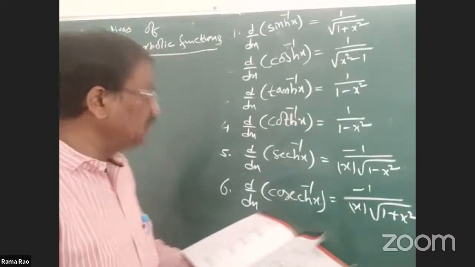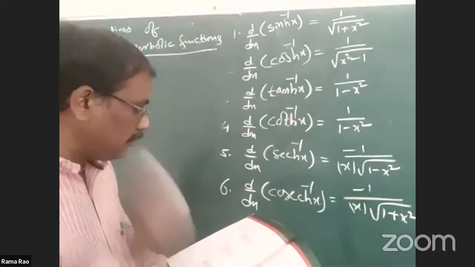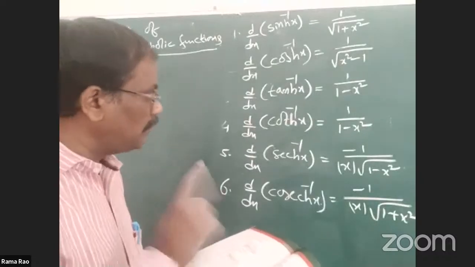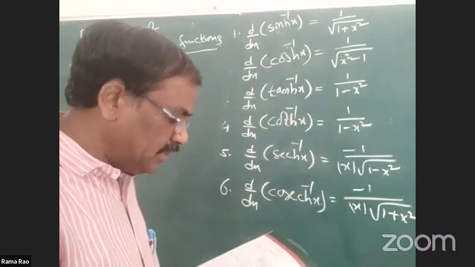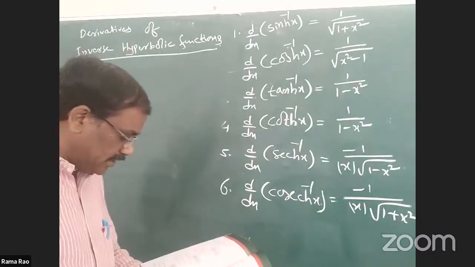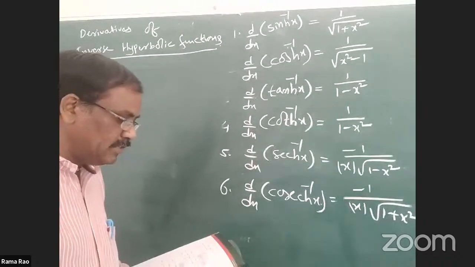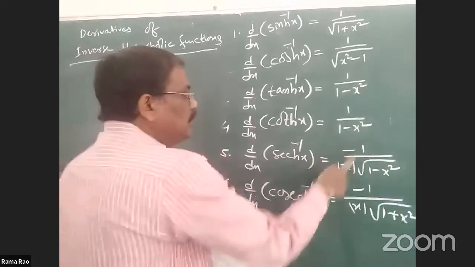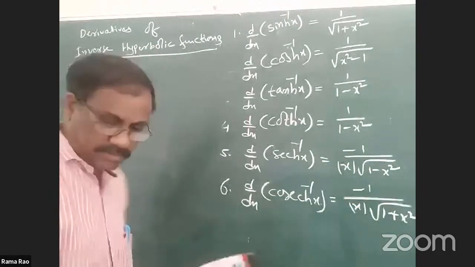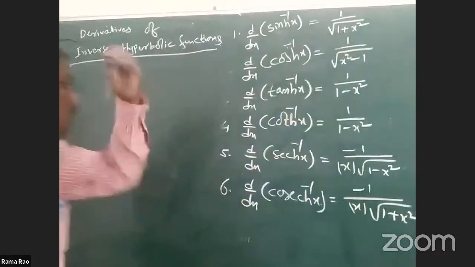Sinh inverse x is equal to 1 by under root of x square plus 1. Cosh inverse x is equal to 1 by under root of x square minus 1. Tanh inverse x is equal to 1 by 1 minus x square. Coth inverse x is also same, 1 by 1 minus x square. Sech inverse x is equal to minus 1 by x into under root of 1 minus x square. Cosech inverse x is equal to minus 1 by mod x into under root of 1 plus x square. These are the very important formulas for derivatives.